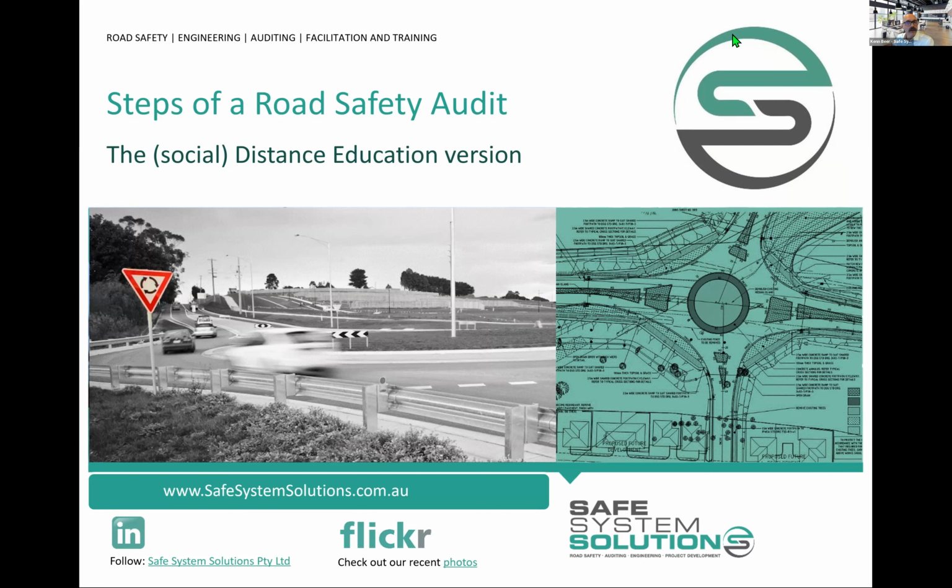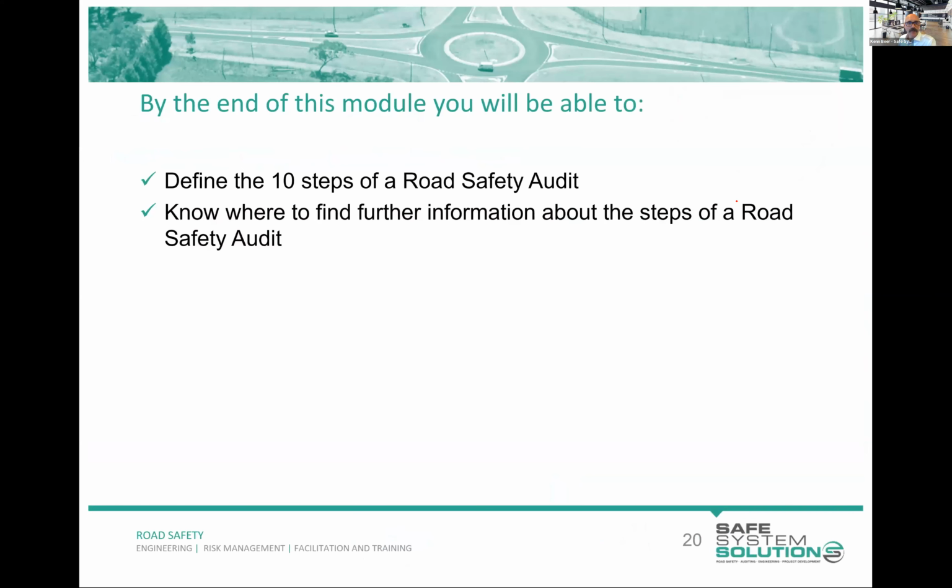So we've got projects we can audit at different stages, but at any of those stages, we undertake the same steps to do that road safety audit. It doesn't matter if it's a feasibility stage or a detailed design or a construction site, we're going to follow these steps to do this road safety audit. And they're 10 steps. I'm going to take you through those in this bit of the module, and point you at where you can find some further information on all that.